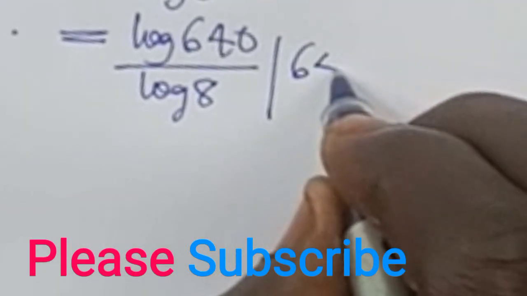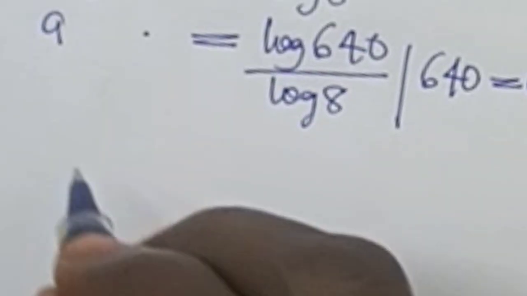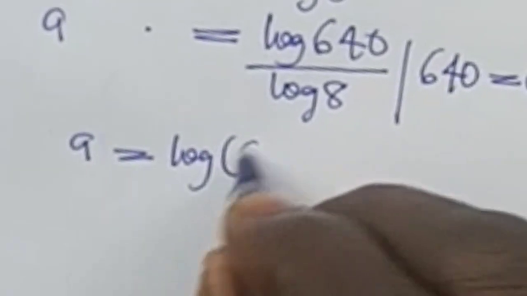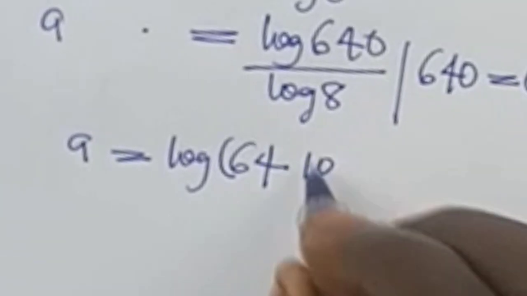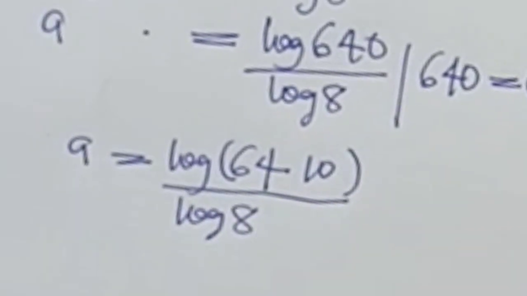But 640 can be written as 64 times 10. So a therefore will be equal to log of 64 times 10 all over log 8. And we are fine.